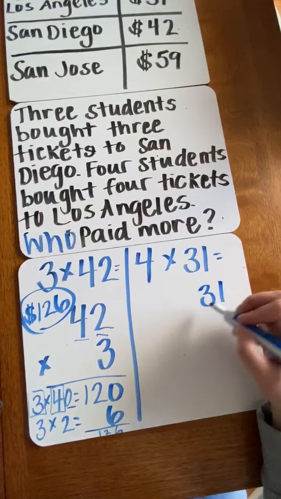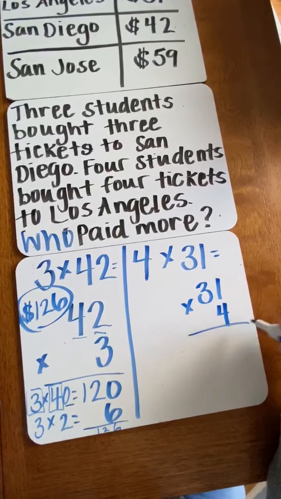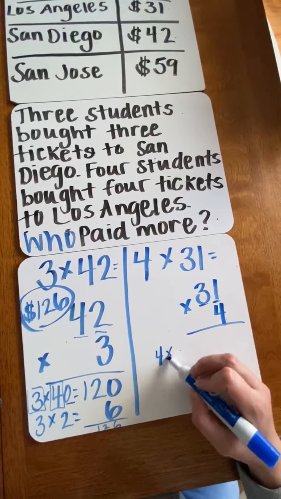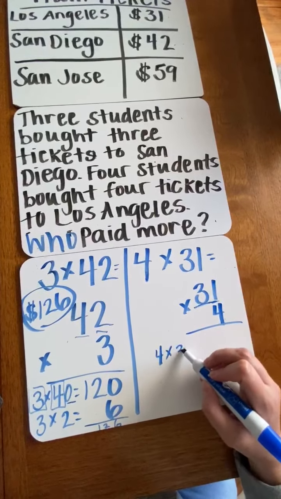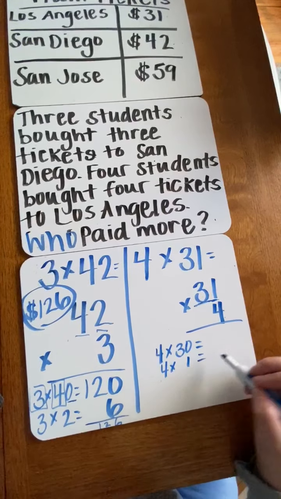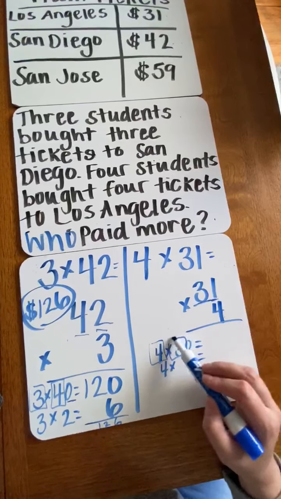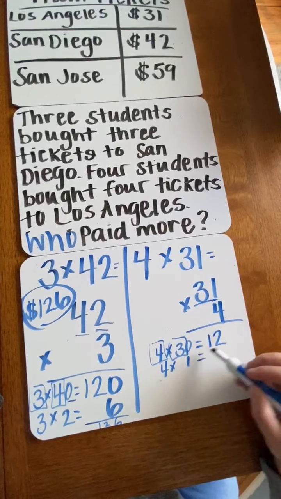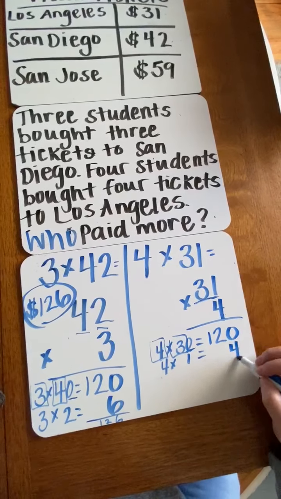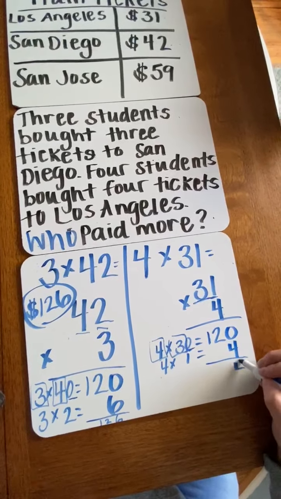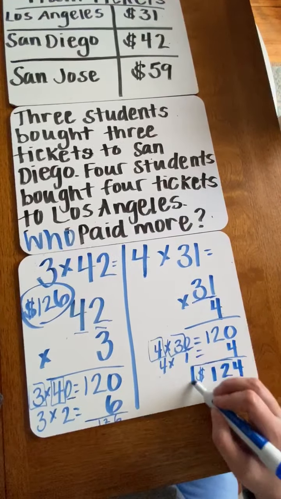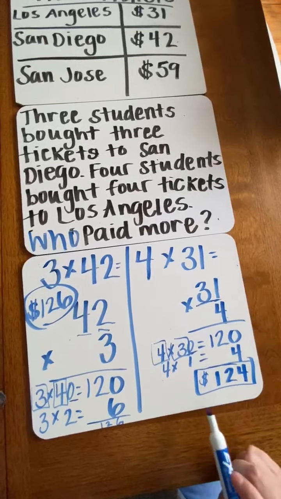Now let's do this one. I have 31 times 4. Again, a double-digit number. So I'm going to need to start with 4 times the 3, which is in my tens place, so that's 30. And then 4 times 1. So 4 times 3 is 12. And then I have my 0. And then 4 times 1 is 4. So I add those up. 4, 2, 1. This group of students paid $124.